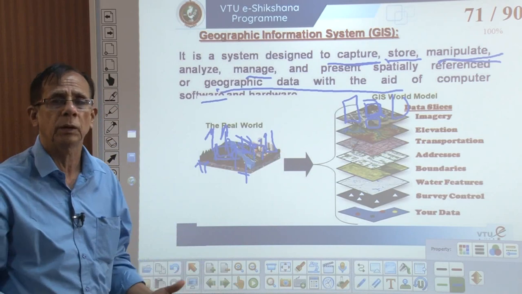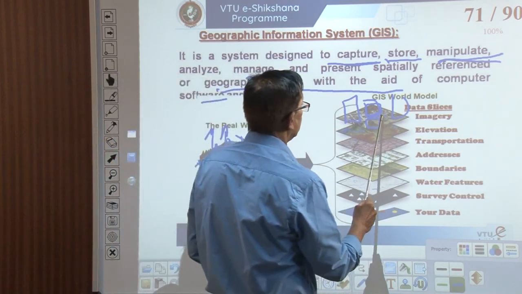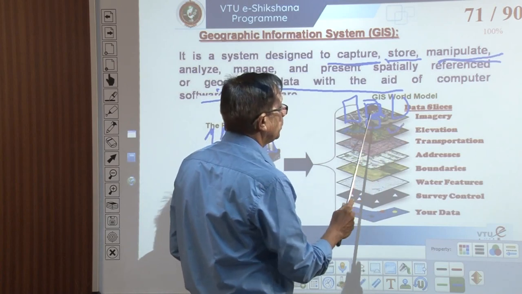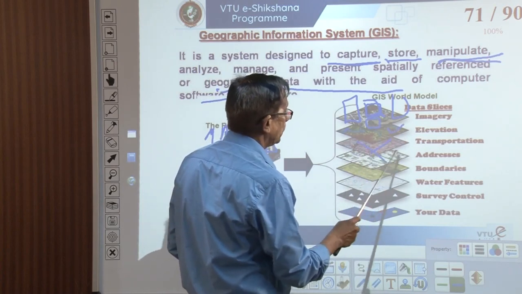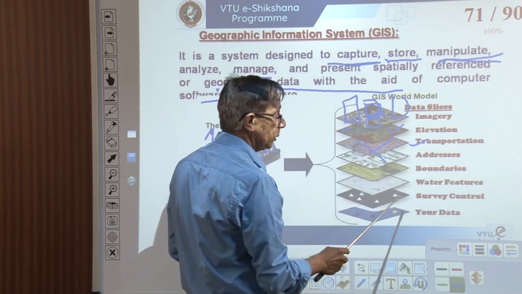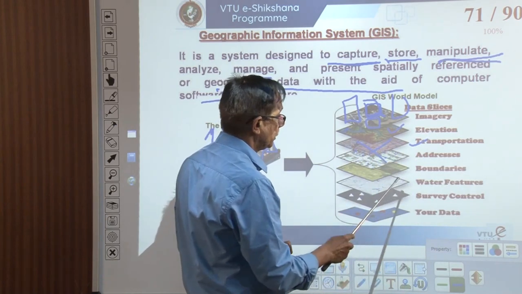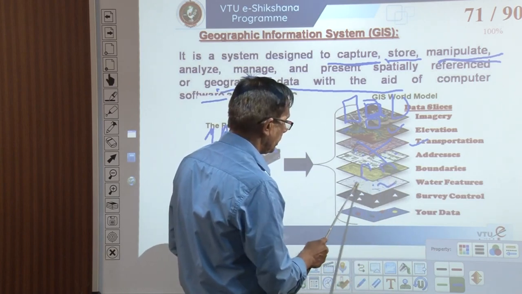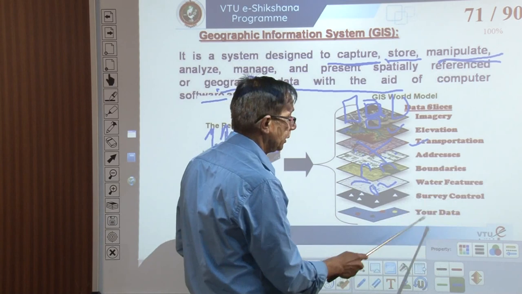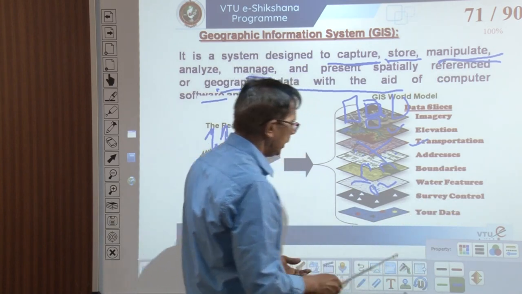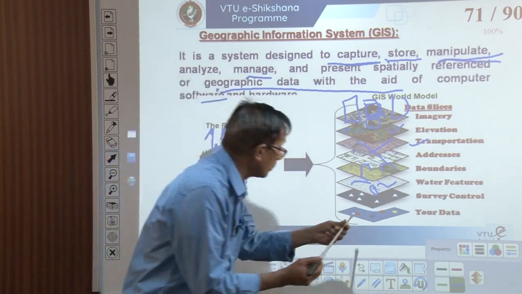A satellite image is one data source that gives me the imagery, the elevation, the transport network, the address of the building, etc. I can get the boundaries of the buildings and edges in terms of coordinates. If there is a water body, river, ponds, etc., I can get survey control, I may have the soil distribution, anything, plus I can add my own data.